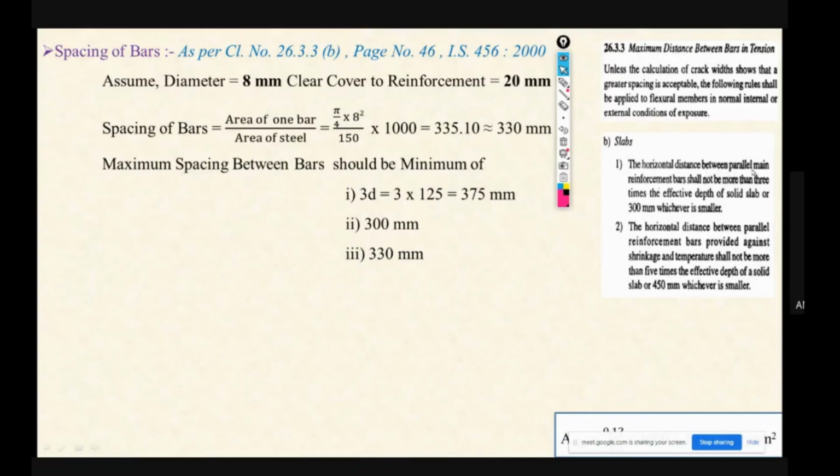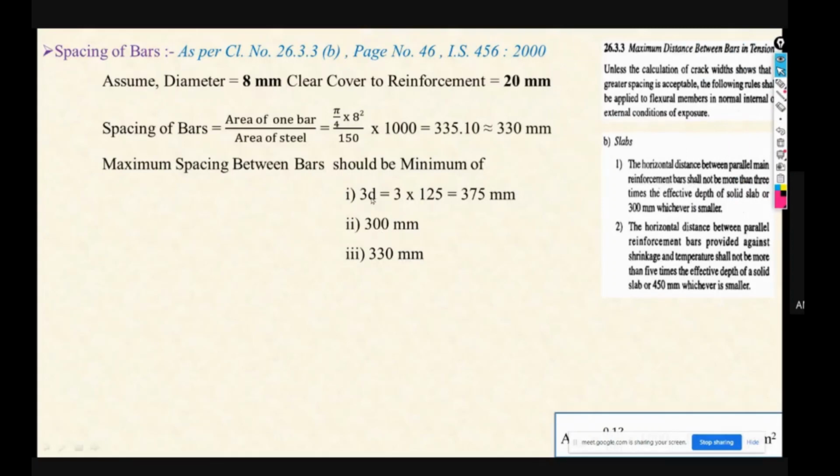The horizontal distance between the parallel main reinforcement bars shall not be more than 3 times the effective depth of a solid slab. That's why first we have considered 3D. Or 300 mm, whichever is smaller. Another point we have considered here is 300 mm. So as per the IS code, we have considered 3D as well as 300.